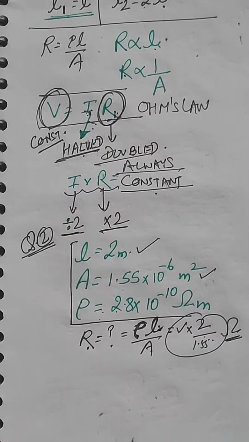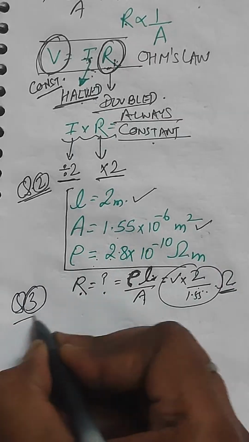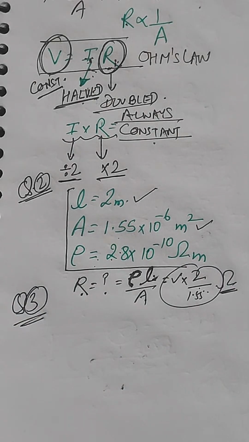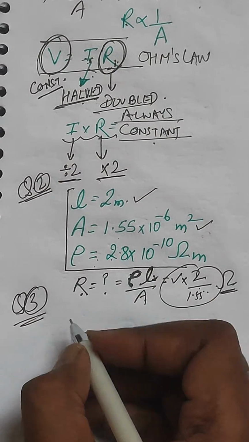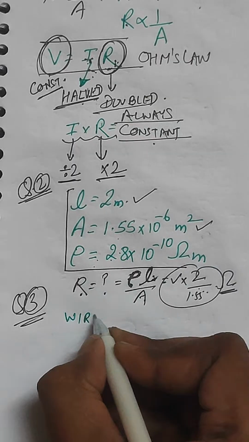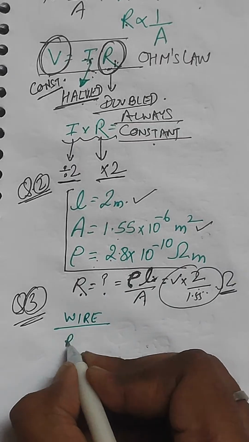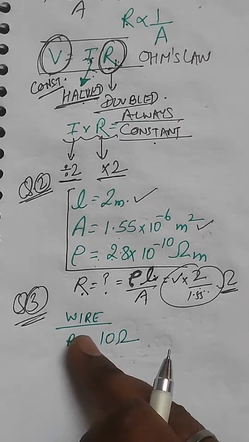Now quickly taking the third question, question number 3. This is a basic concept clearing, understanding the concept of resistance, which we have used in this session. So if there is a question that a wire of resistance 10 ohm is given, the value of R is given to you as 10 ohm.